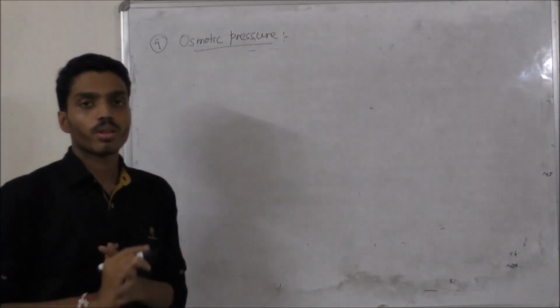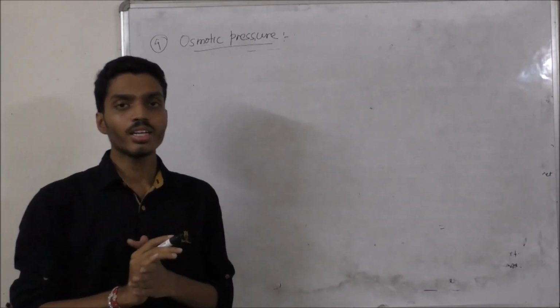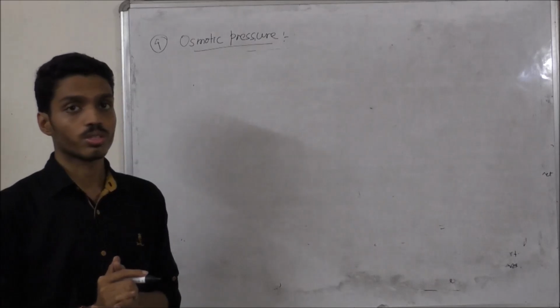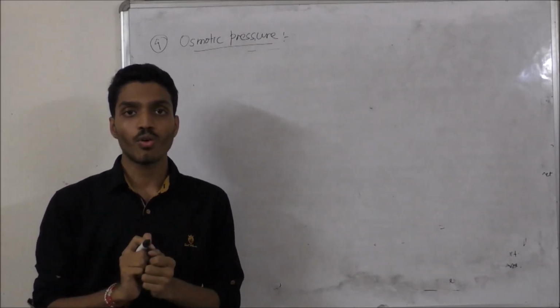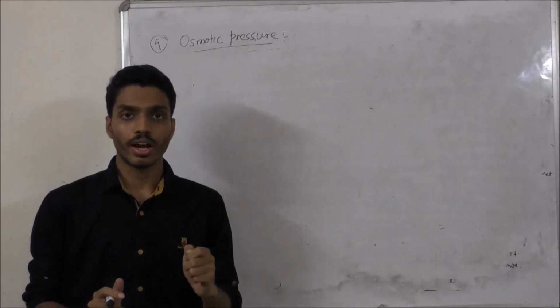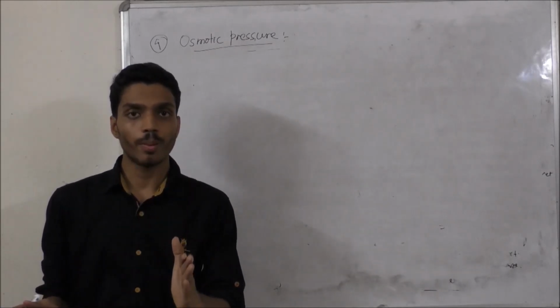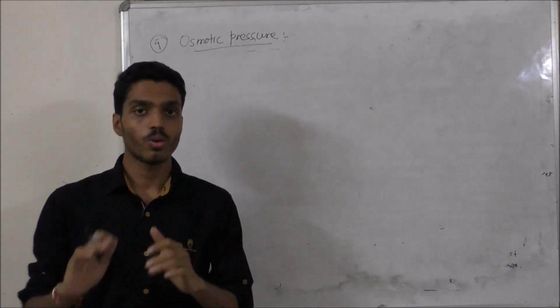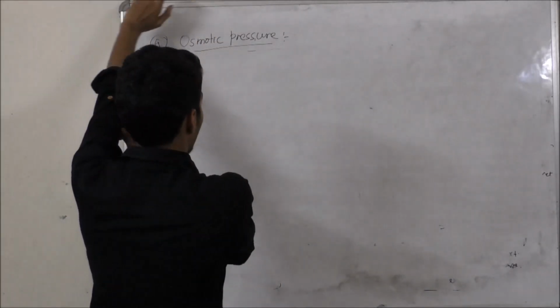Okay. So before we understand what is osmotic pressure, let's understand what is osmosis. What is osmosis? The continuous flow of solvent molecules from lower concentration side to a higher concentration side through a semi-permeable membrane is known as osmosis. To make you understand this clearly, let me draw a diagram.